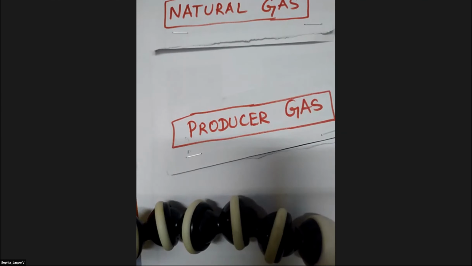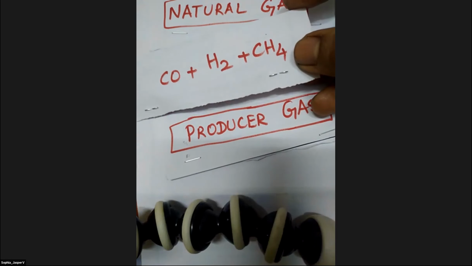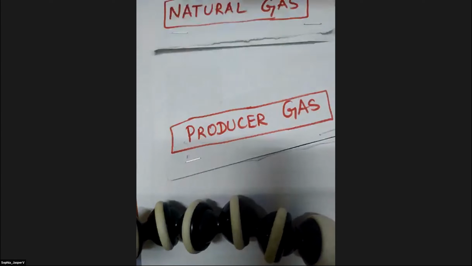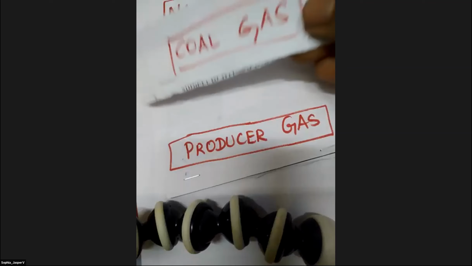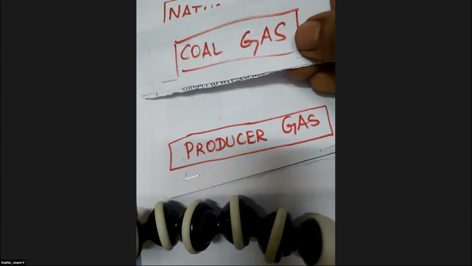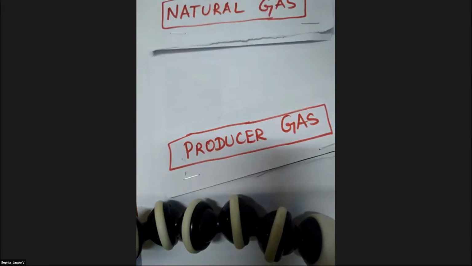Next one is? What is the definition of coal gas? When I say coal gas, I mean it is made by passing steam over coal. This carbon content is going to give carbon monoxide, hydrogen, plus methane. From this coal, we get this gas, which is going to be used as fuel.